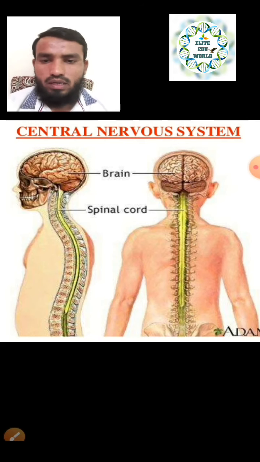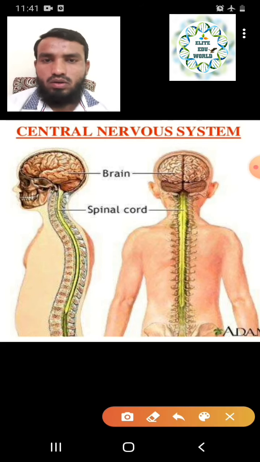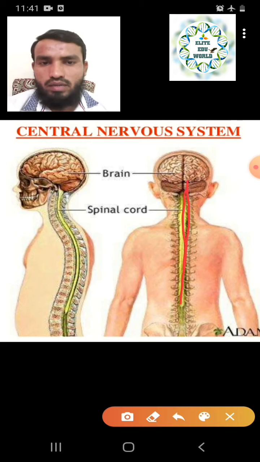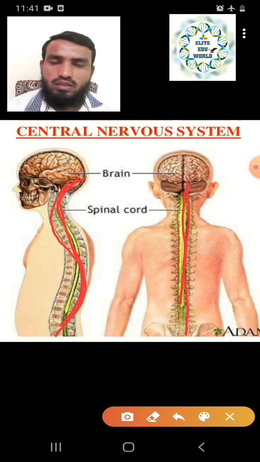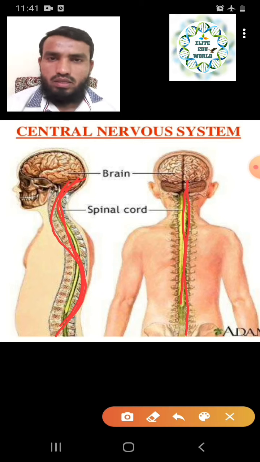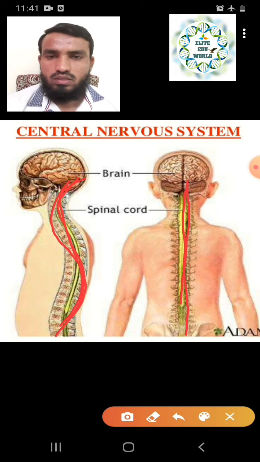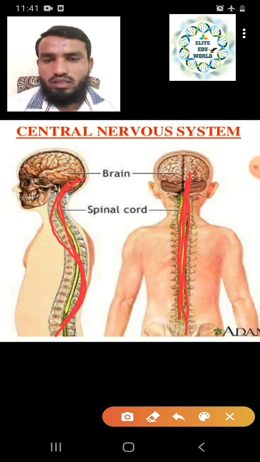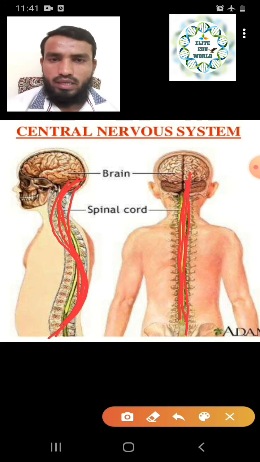The second one is the spinal cord. The spinal cord arises from the brain, starting from the brain and running down to here. It connects the brain to the whole body. Our whole body is connected with the brain only through the spinal cord. It receives all the information and sends it to the brain, and whatever orders come from the brain, it brings back to our body. That is why the spinal cord is very important.